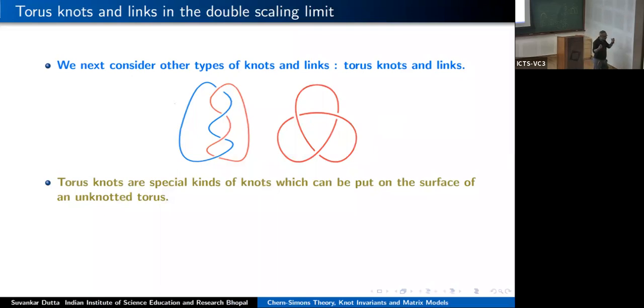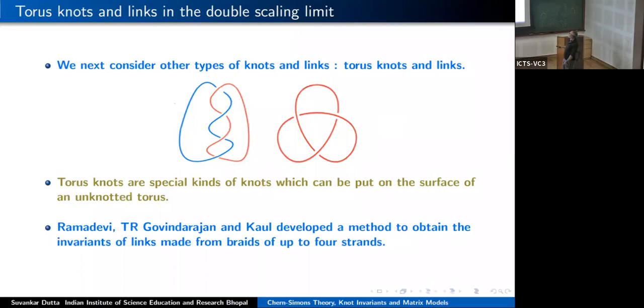These torus knots and links are characterized by two integers, m and n. m corresponds to how many times the knot winds the A cycle, and n corresponds to how many times it winds the B cycle. One can show that these types of knots and links can be drawn on a torus with an appropriate number of windings around the A cycle and the B cycle. Ramadevi, Govindarajan, and Kaul developed a method to obtain invariants of torus links made from braids up to four strands. I will tell you what four strands means.